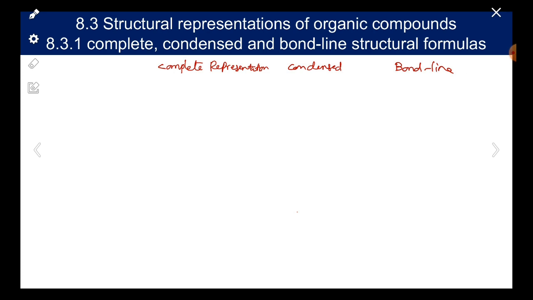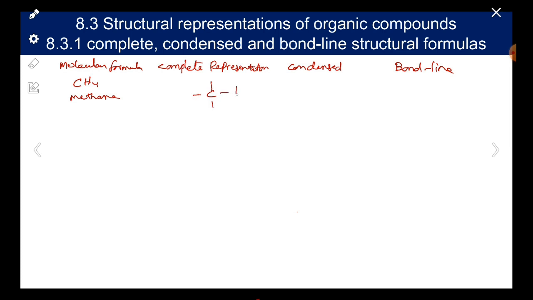Okay, let's see for methane. Okay, methane we write like this. This is a molecular formula. Let's say you can write down in your notebook like this, so that you can have a comparative idea on how you can write the same molecule in a different way. Okay, so this is methane, and the complete representation of this molecule is like this.